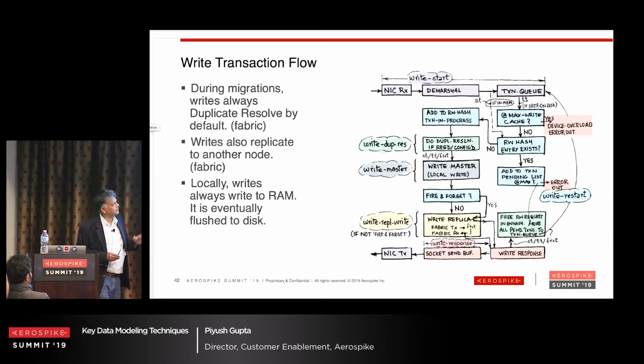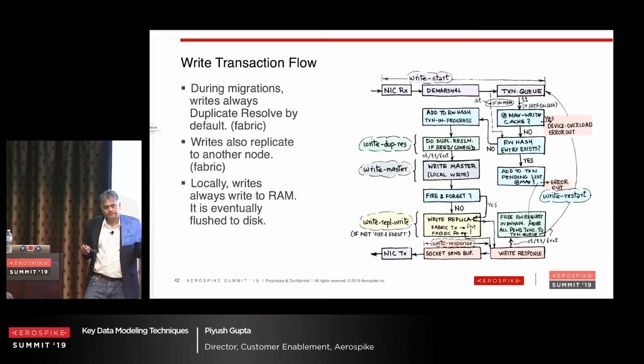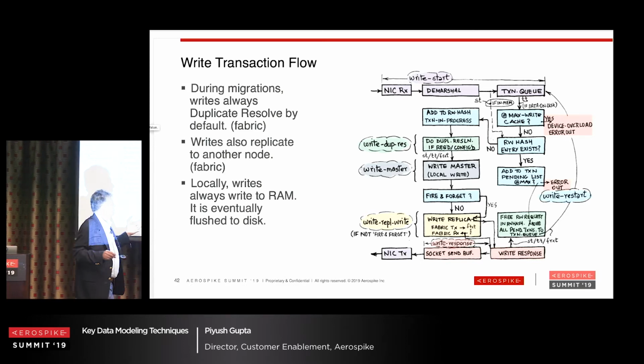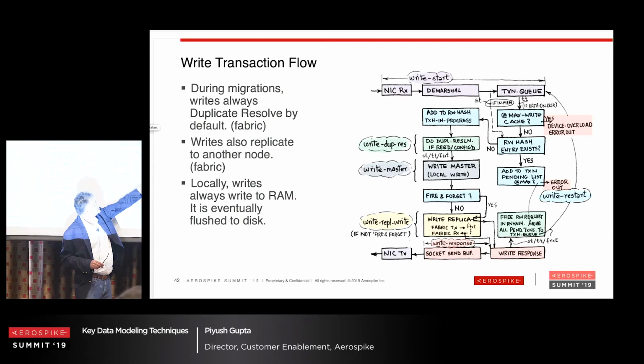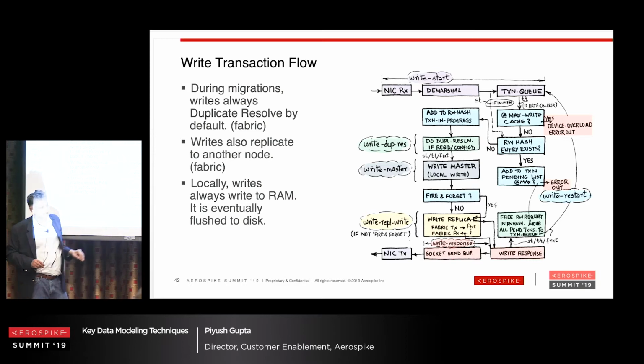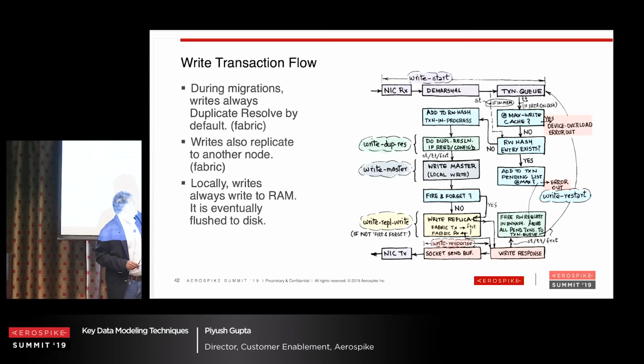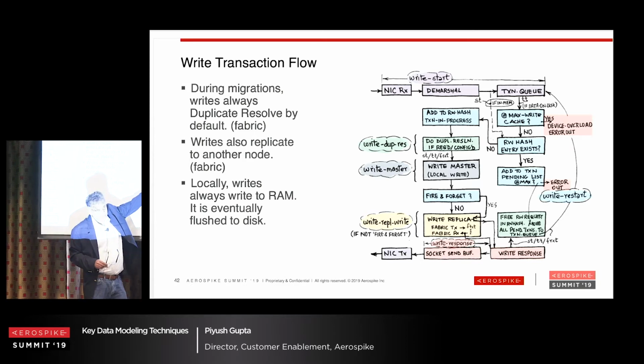Now let's quickly look at the write transaction flow. A typical write will replicate, right? So right off the bat, we put the transaction into what we call a read-write hash, which is where the transactions basically are picked from and sent on the fabric for replication, right? Now, writes always do duplicate resolution as well, if required.